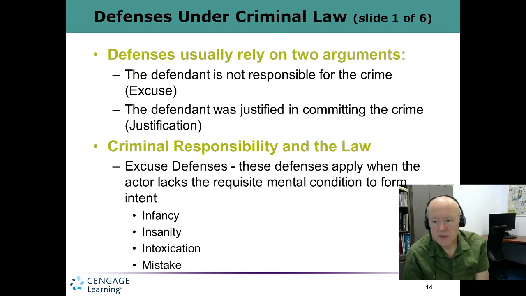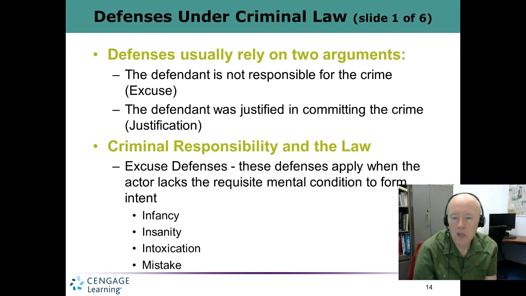All right, let's talk about some of the defenses under the criminal law. Defenses typically rely upon one of two broad categories, and we're going to look at each one of these categories separately, then we're going to look at some smaller things inside. The first broad category is excuse, and that says, look, I'm just not responsible. And we'll talk about responsibility in 1 second. The second, after excuse, is justification. Justification actually admits that you did something, but says, here's why that's okay.